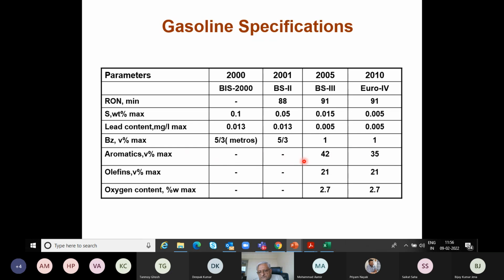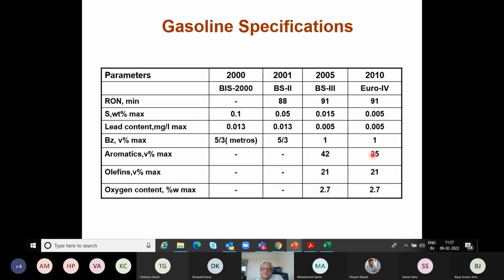Initially there was no specification on aromatics. Then several studies were done. In fact, one very important study was done by my institute, the Indian Institute of Petroleum, where we discovered that the higher aromatics like toluenes, xylenes, C9, C10 aromatics, which are very good in octane, can get dealkylated in the engine of the car to benzene, and therefore the benzene content in the tailpipe can go up.